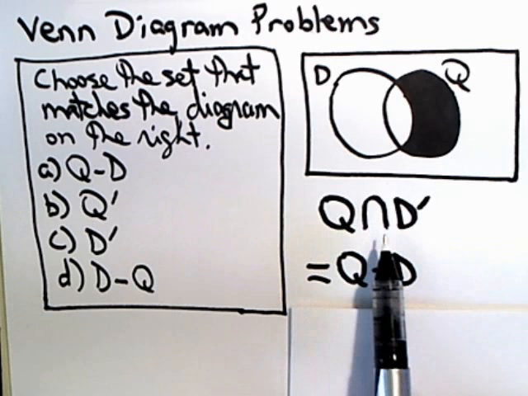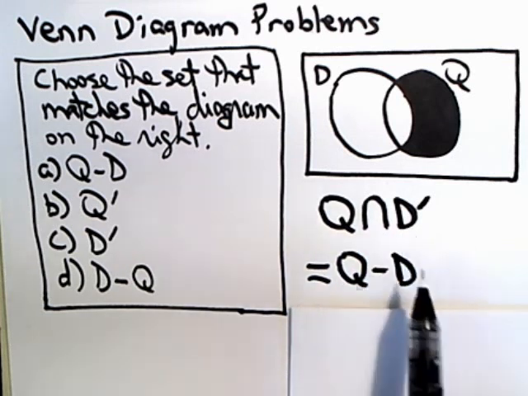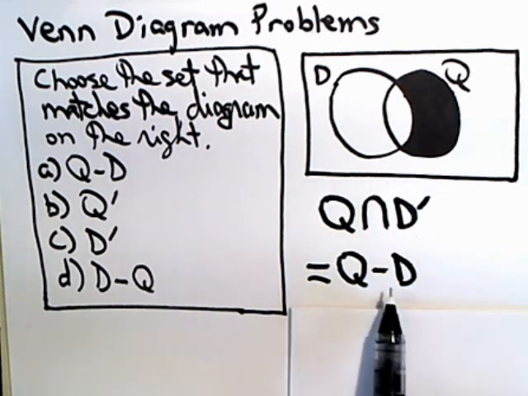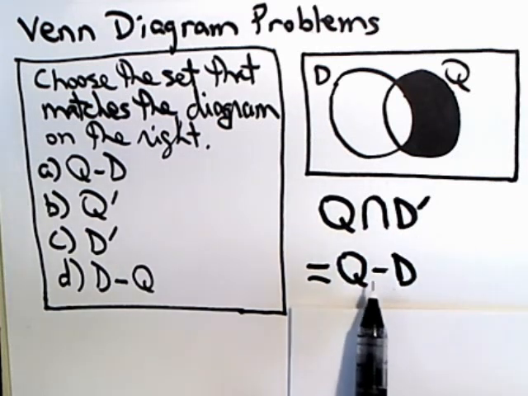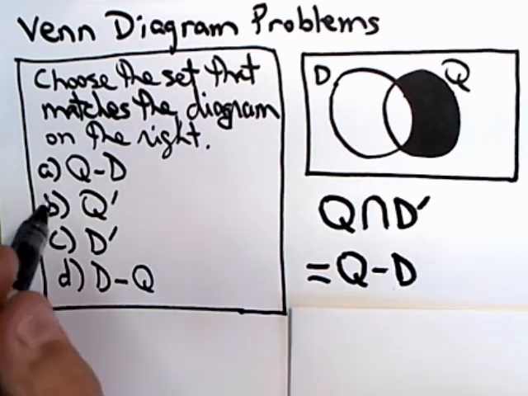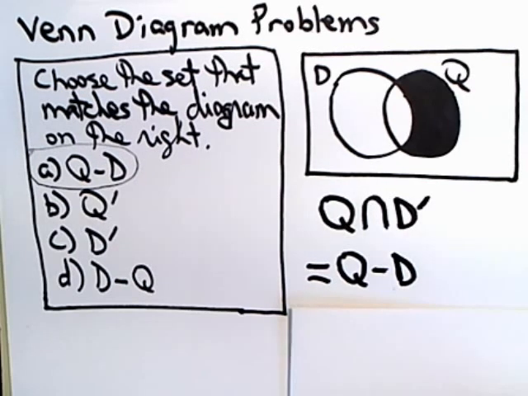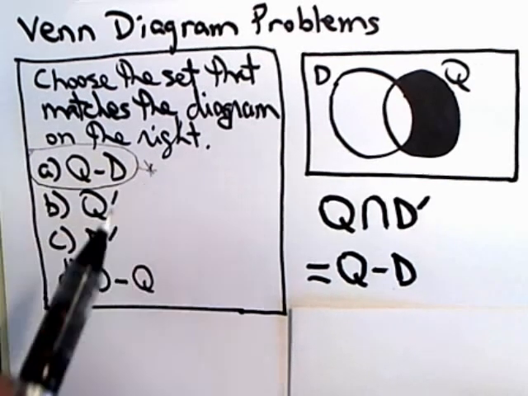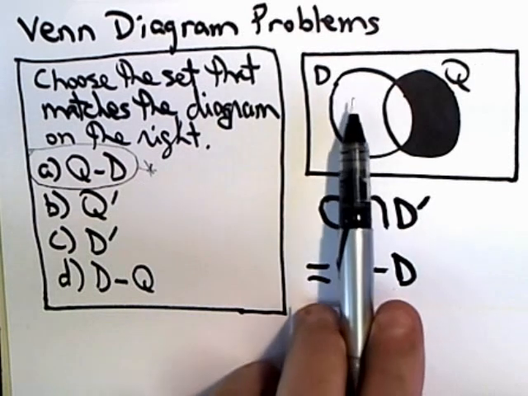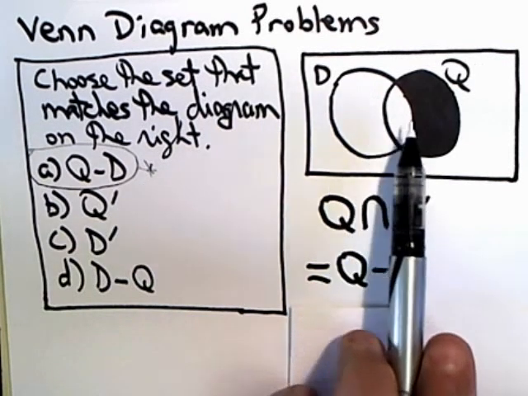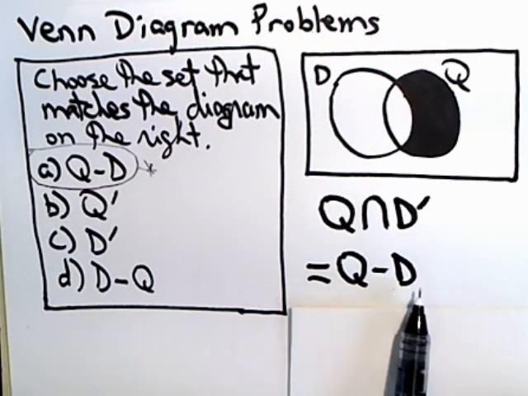So another way of writing Q and not D, or Q and D complement, is to say Q minus D. It's the circle Q minus the part of Q that's in D. And so that would tell you that the answer choice would be A. So I use this as an opportunity to introduce this new notation. And if it had been shaded with mostly D without Q, it would have been D minus Q. So the idea is very simple, but I had not talked about that notation before.